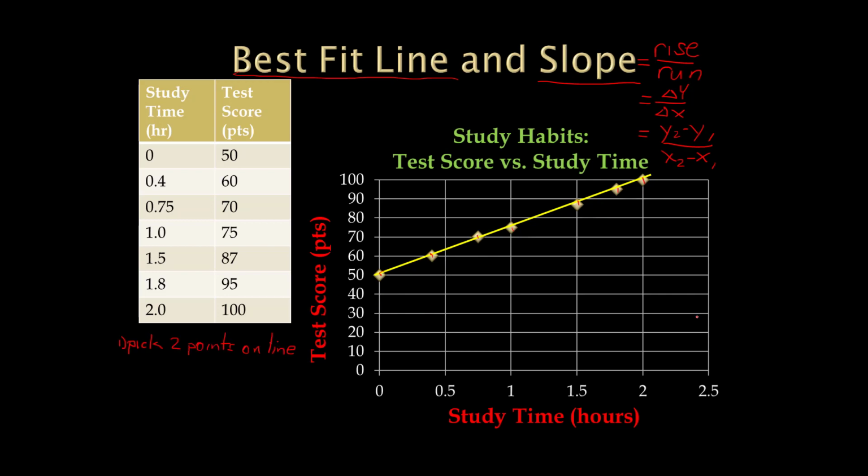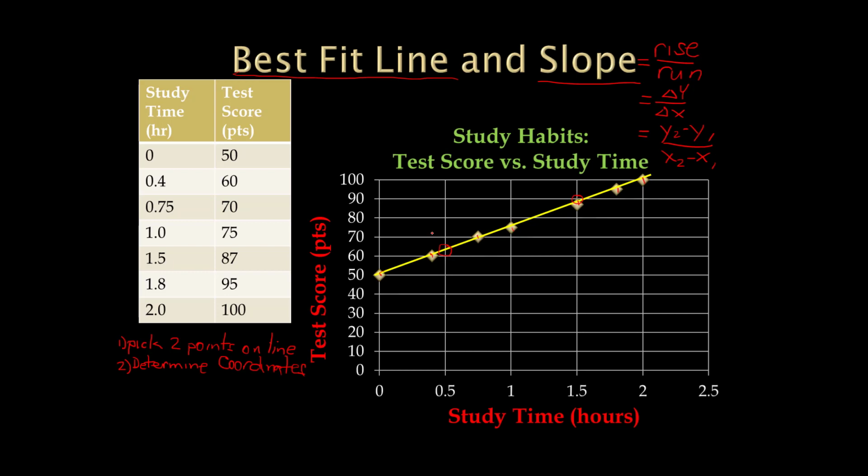To figure out this slope, the first thing I'm going to do is pick 2 points on the line. I'm not going to pick data points. I'm going to pick points on the line, and I'll pick convenient locations where it's easy to figure out the value. So perhaps right here, and I may do another one. Where's another good spot? How about right here? They're crossing lines. It'll be easy to figure out those values.